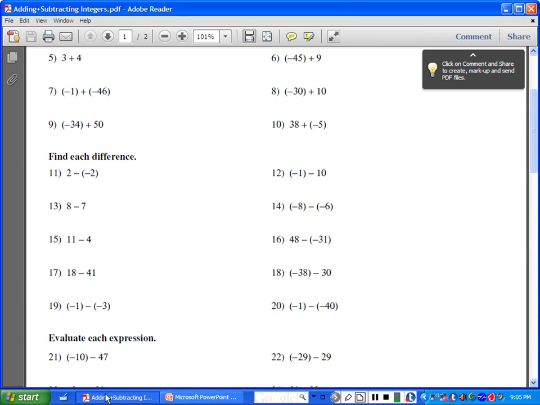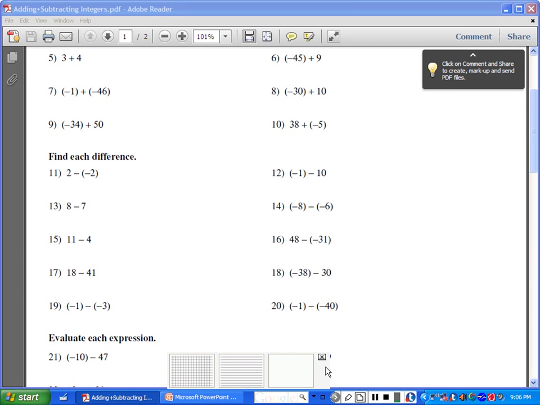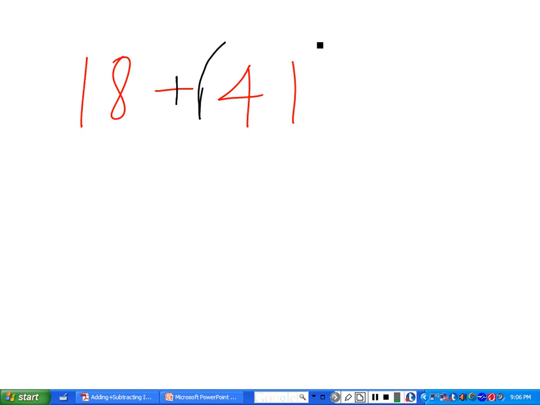Let's try number 17. 18 minus 41. Subtraction problem. So we're going to change that minus sign to a plus sign. And in this presentation, it recommended that you put a parenthesis around the second number and then change your sign to the opposite sign, but you don't have to. Now, since we have opposite signs here, or different signs, we're going to do the difference of these two numbers and take the sign of the higher number.